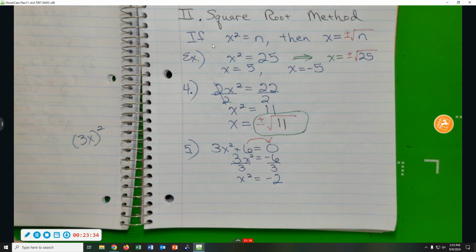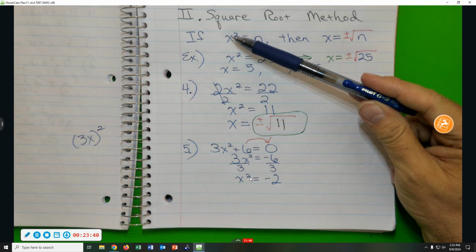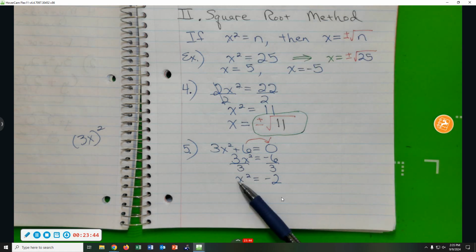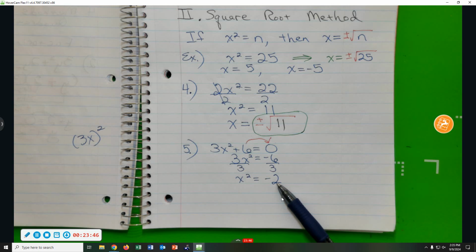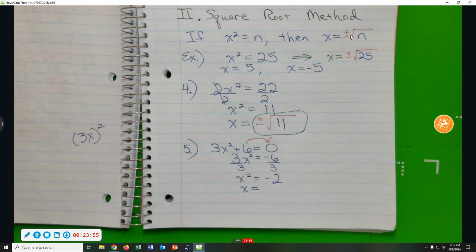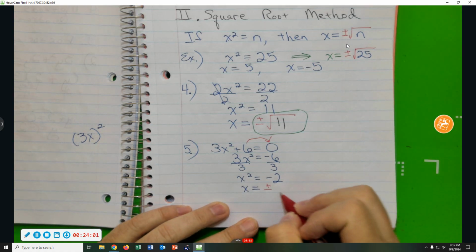Is it ready to use the square root method? Can we drop the square? Do we have something squared equals a number? That's what we need. Yes, that's it. So we're going to drop the square. We'll just have an x equals, we drop the square on the left, we pick up a plus minus square root on the right.